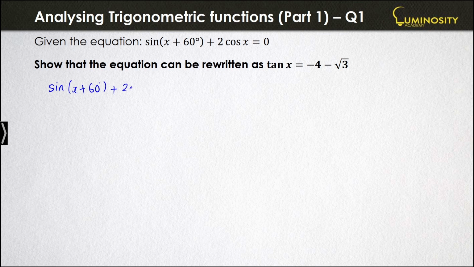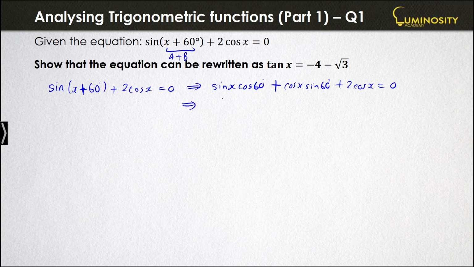And I notice immediately compound angles. Sine of a plus b. So I'm going to expand that using the compound angle formulae. So it's going to be sine x cos 60 degrees plus, because there's a plus in the middle here, cos x sine 60 degrees plus 2 cos x equals 0.